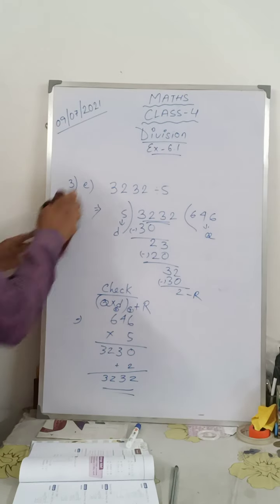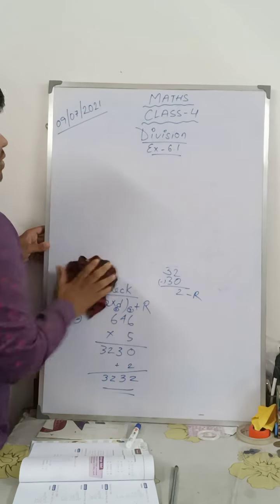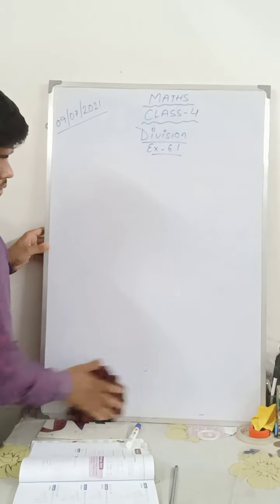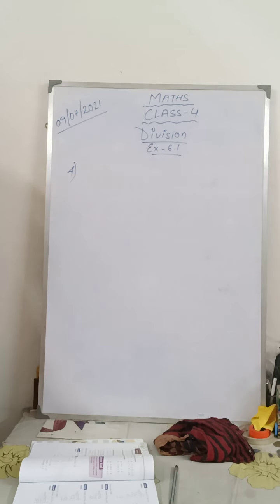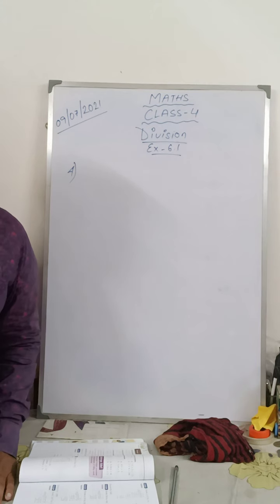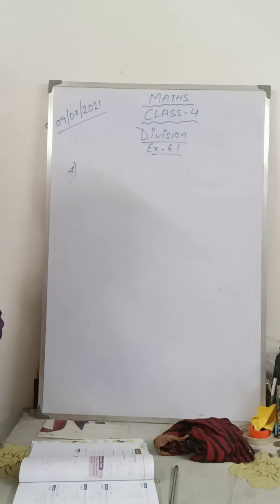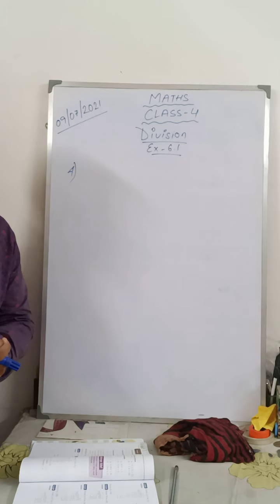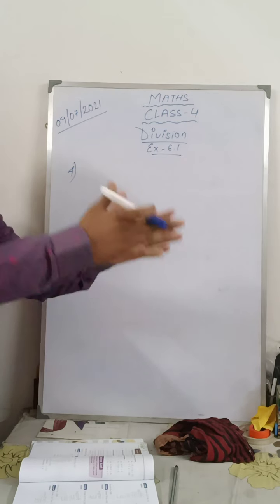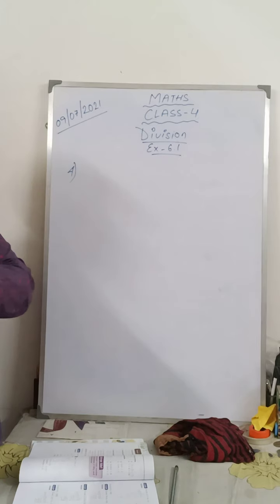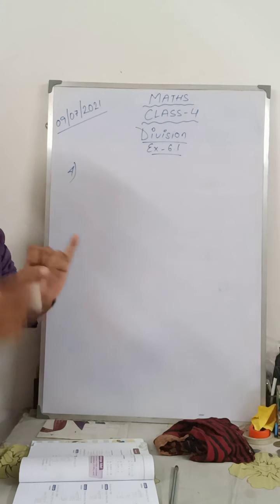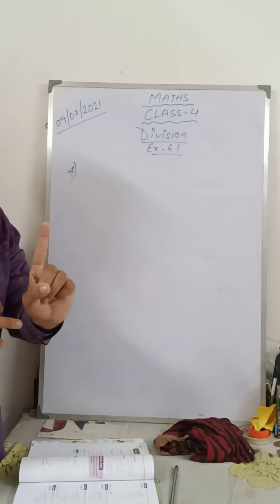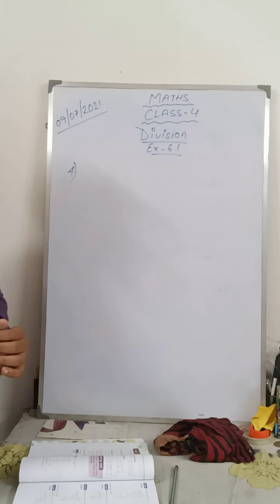Okay. Let us move to question number 4 and 5, where they have given you word problems. So question number 4. In question number 4, they have said there were total 144 students, and they were standing in rows, like you all stand when you have assembly. In each row there were 8 students. So they have given you the total number of students and the number of students in one row, and they have asked you what will be the total number of rows.